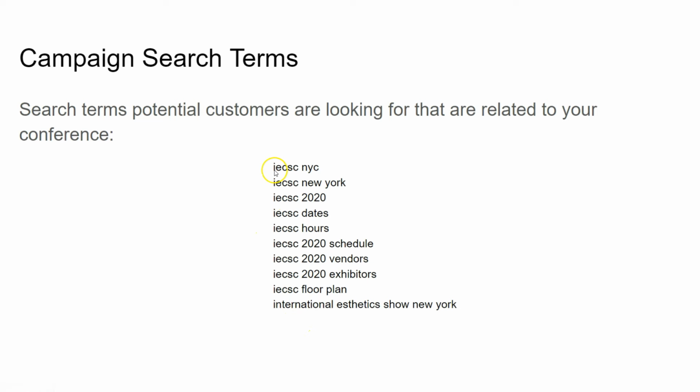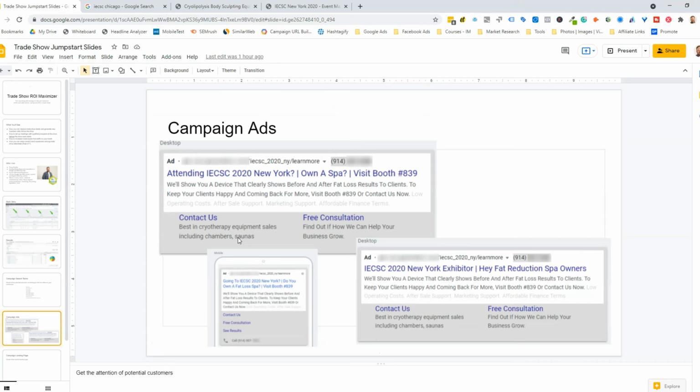And you can see here, these are a bunch of examples. Some people type it out in long form, and some people put the acronym in there. And they're looking for dates, hours, vendors, what the exhibitors might be, floor plans, etc. So a lot of people looking for a lot of different information. So exactly who we want to get in front of. So let's click over and I'll show you how we got to these.